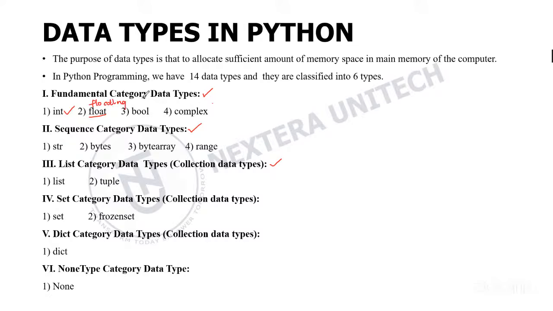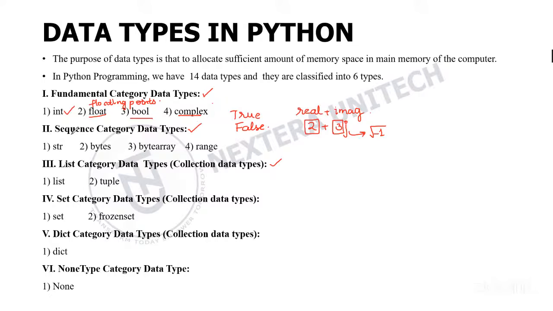store real constant numbers. And then we have Boolean. It stores true or false values. And then we have the complex data type. So it has a real plus imaginary part. For example, 2 plus 3j, here 2 is the real part and 3 is the imaginary part. And j refers to the square root of -1. So that's the complex data type.